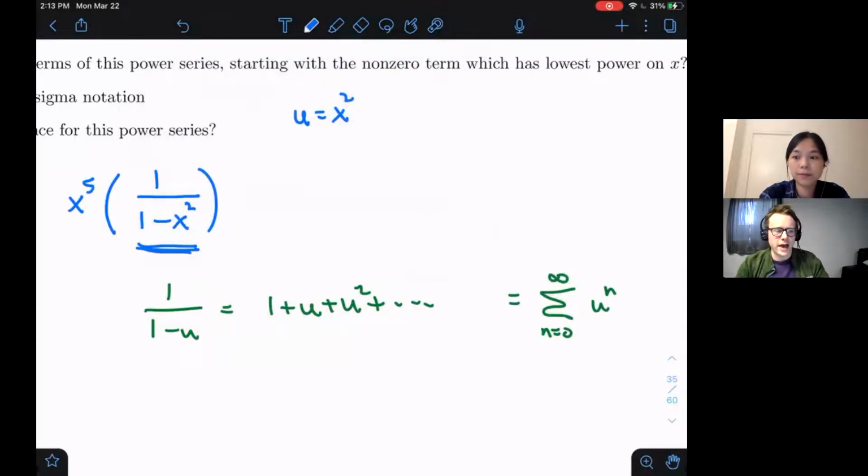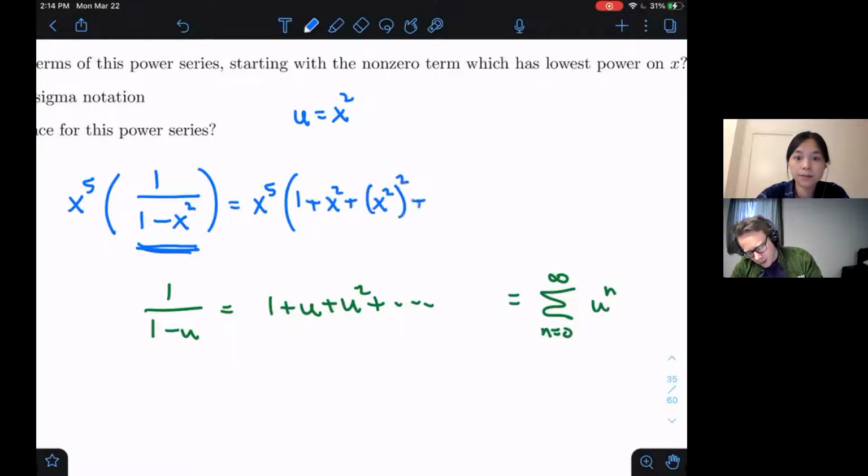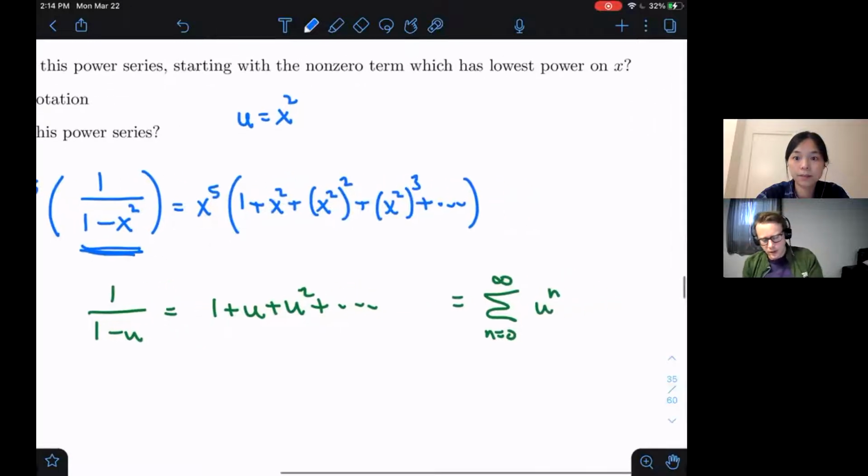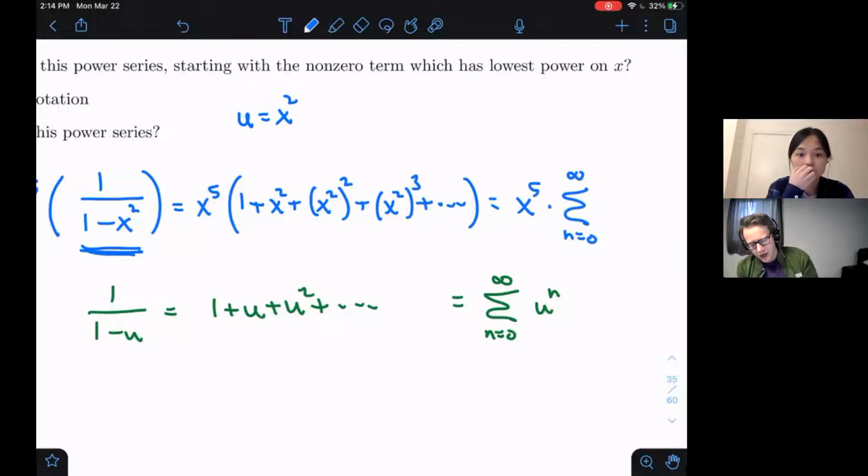So we're going to go ahead and do that with this piece here. Again, the x to the 5th is going to be kind of along for the ride. This is already a polynomial, so it's fine as is. And then we're going to go ahead and substitute in. Everywhere I see a u, I'm going to put x squared. So we're going to have 1 plus x squared plus x squared squared plus x squared cubed and so forth. Again, everywhere I see a u, I'm putting an x squared. And then over here, this x to the 5th is along for the ride, and we're summing up from n equals 0 and beyond of x squared raised to the nth power.